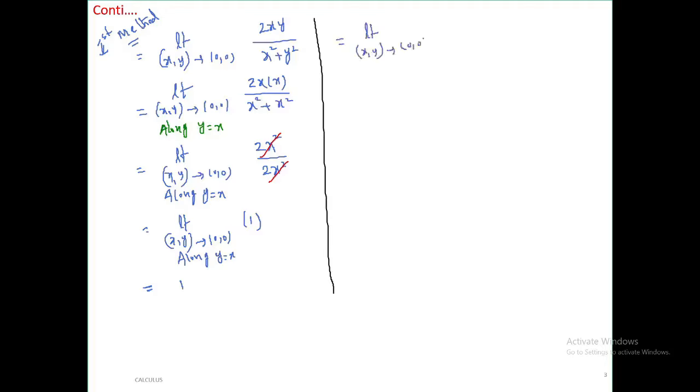reaching the origin. It's like, for example, a sequence minus 1 whole to the power of n. Find the limit of this sequence. Directly the limit does not exist. Therefore what we have done, we found two subsequences, minus 1 whole to the power of 2n and minus 1 whole to the power of 2n plus 1.